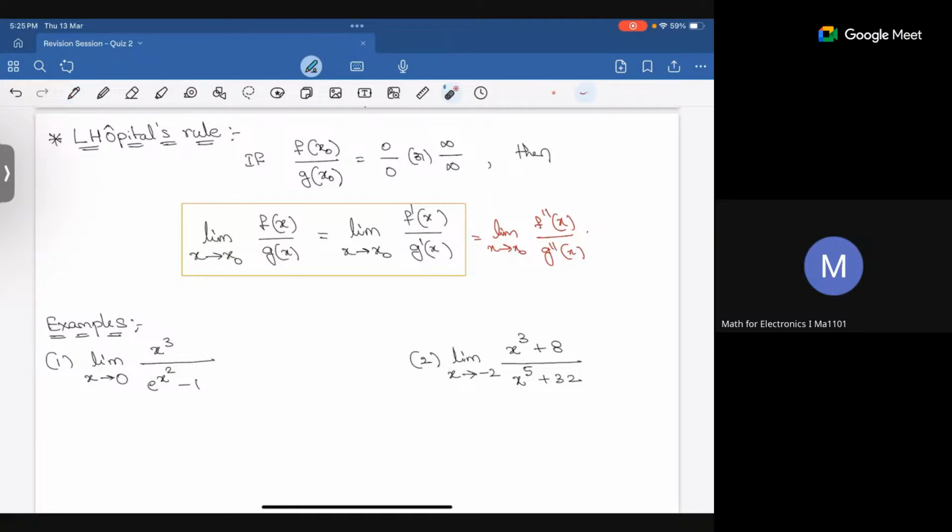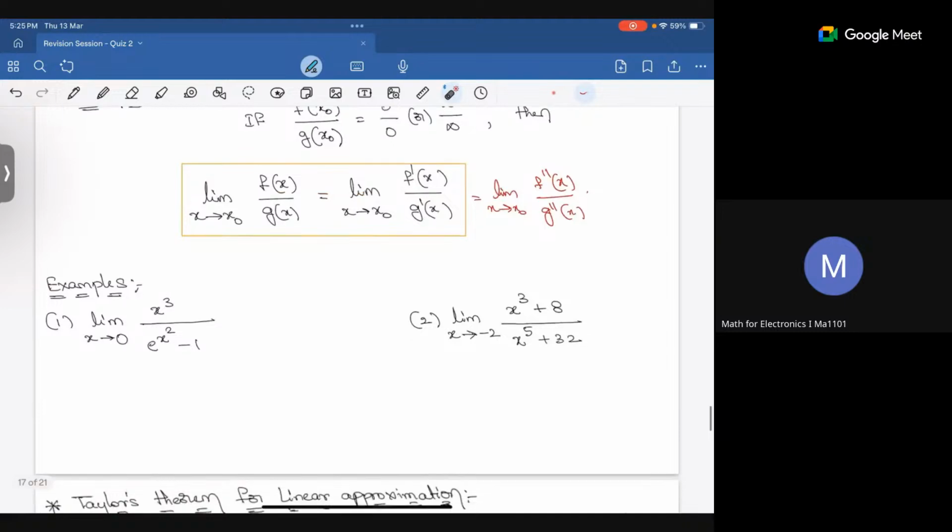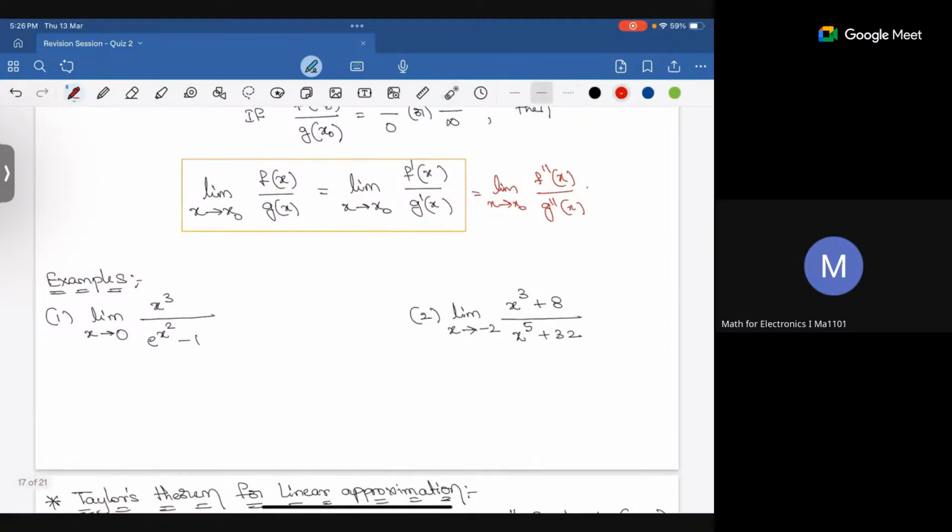Only if this gives the 0 by 0 form, only then do you take the derivative of the numerator and the derivative of the denominator. And even after that, if you are getting 0 by 0, only then you can use it again. Okay, so be careful about that. So let's do these problems quickly.